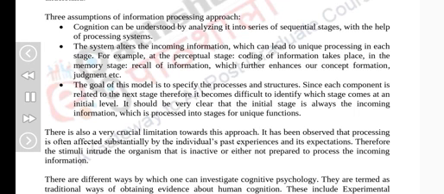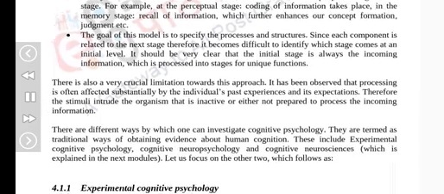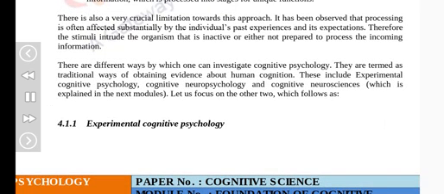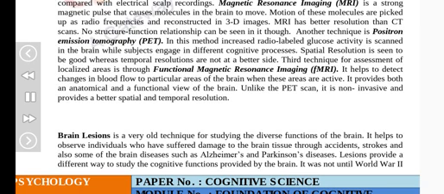There are different ways by which one can investigate cognitive psychology. They are termed traditional ways of obtaining evidence about human cognition. These include experimental cognitive psychology, cognitive neuropsychology, and cognitive neurosciences, which are explained in the next modules. Let us focus on the first two, beginning with 4.1.1 Experimental cognitive psychology.